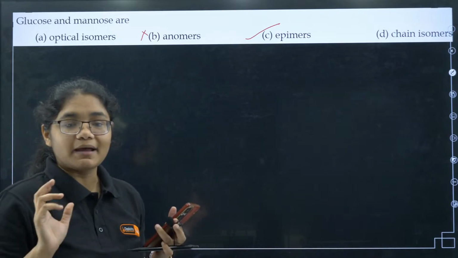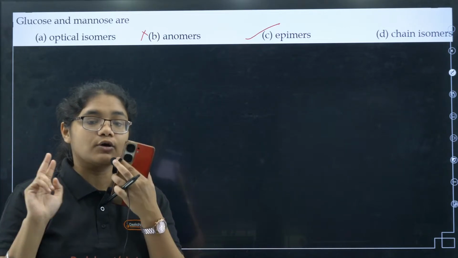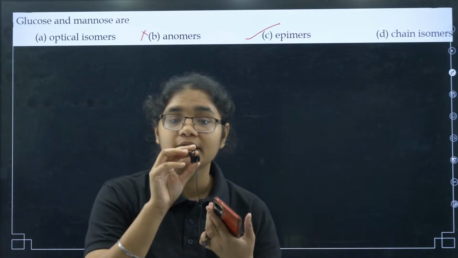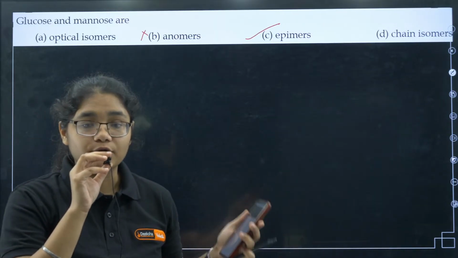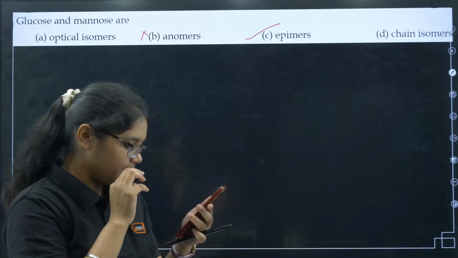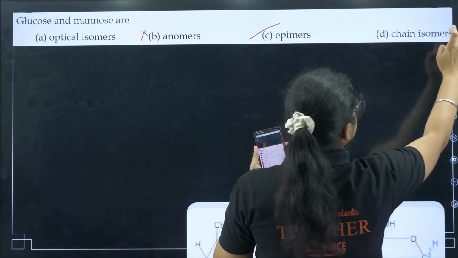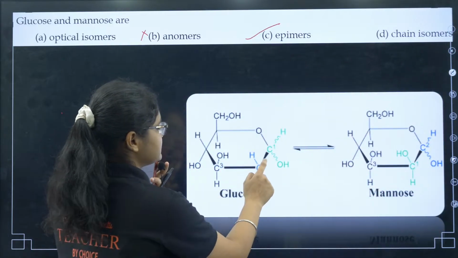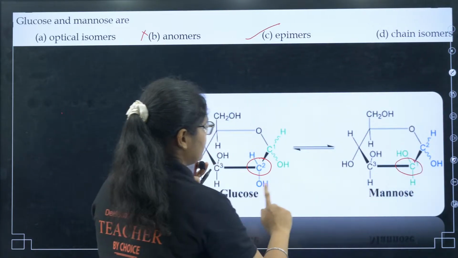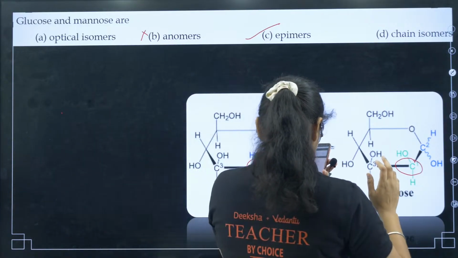So in glucose and mannose, what happens? The configuration is different at carbon number 2. So that is why they are not anomers, because it is not on carbon number 1, but they are epimers. You can see the structure of this one. You can see at the C2 position, glucose and mannose are having different configuration.